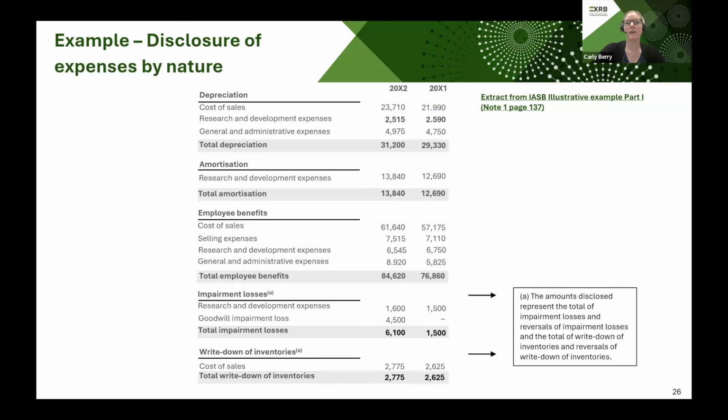Now, this slide here sets out an example of the disclosure of the 5 specified expenses by nature that I've mentioned on the previous slide. As you can see, each line item that includes the expense is disclosed here. If any of these amounts have not been recognized as expenses during the period, then you would need to explain that, and you would also need to identify the relevant assets. And again, this example is an extract from an ISB illustrative example that you can find via the link on the slide here.